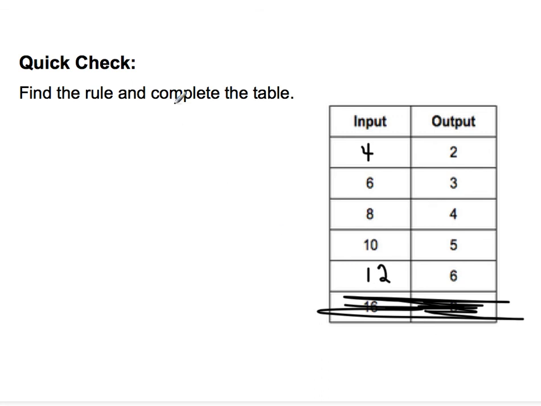So we completed the table, but now this is the hard thing. It says find the rule. How do I connect the 4 to the 2 and the 6 to the 3 and the 8 to the 4 and the 10 to the 5 and the 12 to the 6? Well, if you can see it right off the top of your head, all I did was I divided all my inputs by 2 and I get my output. So those ones are a little bit tougher when you actually have to divide.